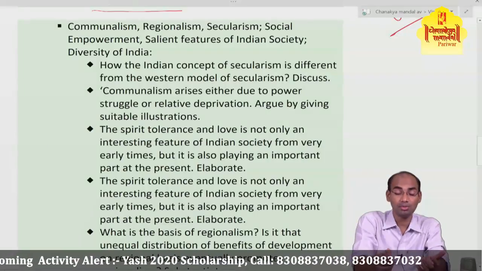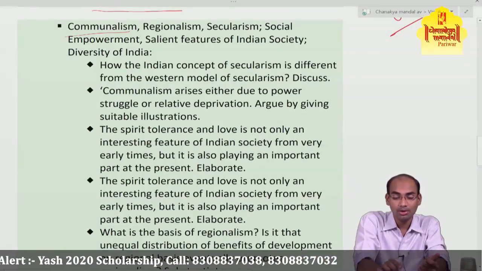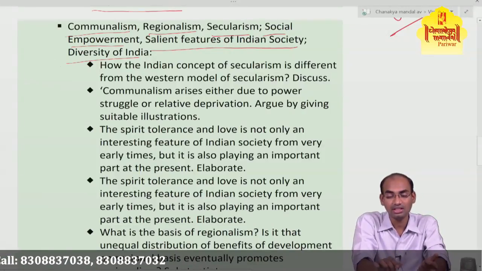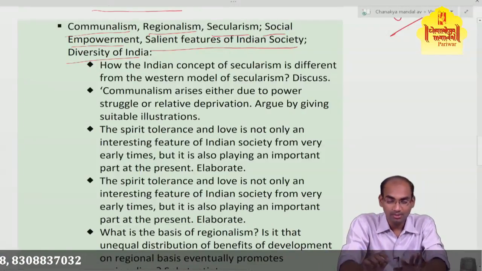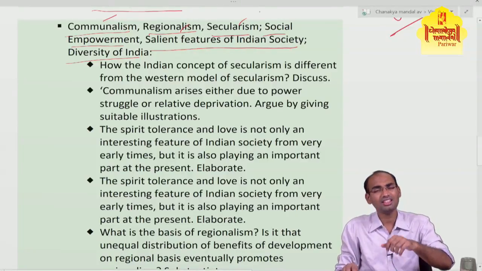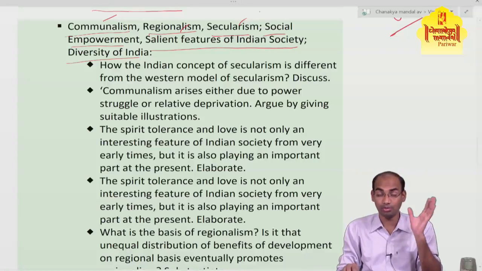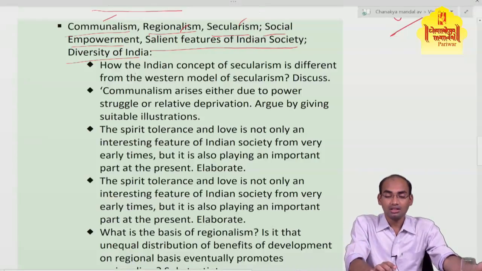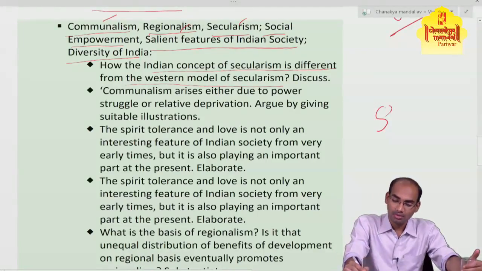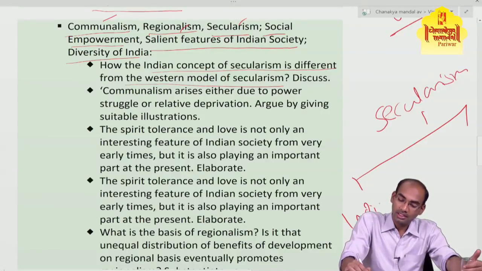Then this is also a very important topic: communalism, regionalism, secularism, social empowerment, salient features of Indian society, diversity of India. Okay, very important topics. This year, in 2018, they have directly asked the question, how the Indian concept of secularism is different from the Western model of secularism. Secularism, Indian and Western.